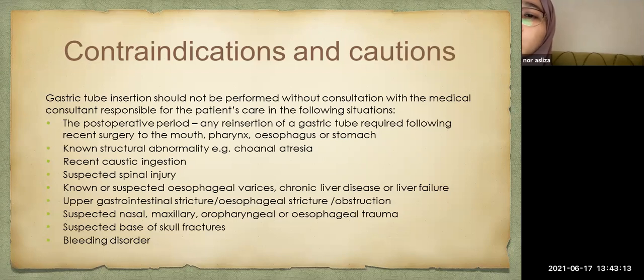Structural abnormality like choanal atresia, recent caustic ingestion, suspected spinal injury, known or suspected esophageal varices, chronic liver disease, or liver failure. Any upper GI stricture or esophageal stricture, or any upper GI obstruction. Suspected nasal, maxillary, oropharyngeal, or esophageal trauma, suspected base of skull fracture, and the last one, bleeding disorder. Okay, next.